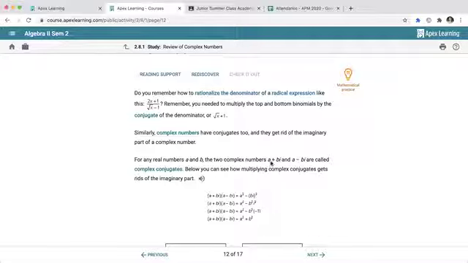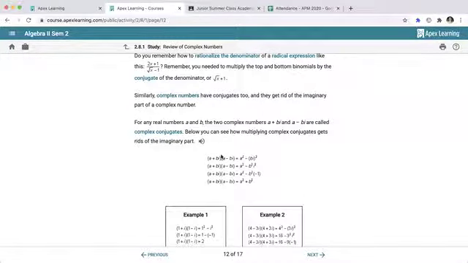So if I have a plus bi in my denominator, I'm going to multiply the top and the bottom by its complex conjugate, which again is the same values, just a different sign between them. So it would be a minus bi.